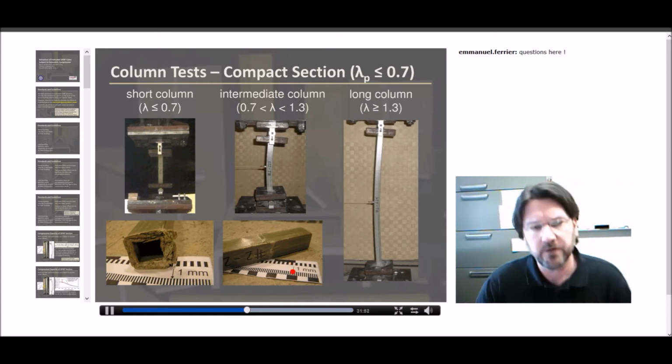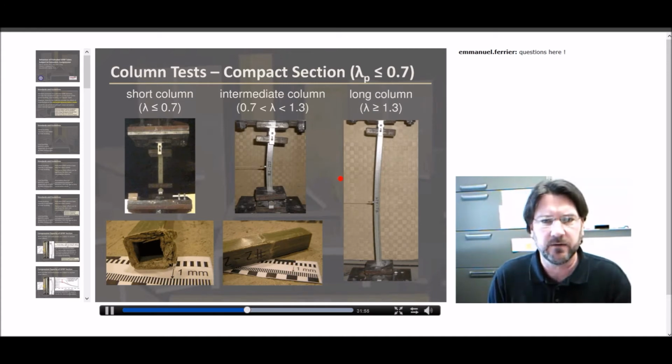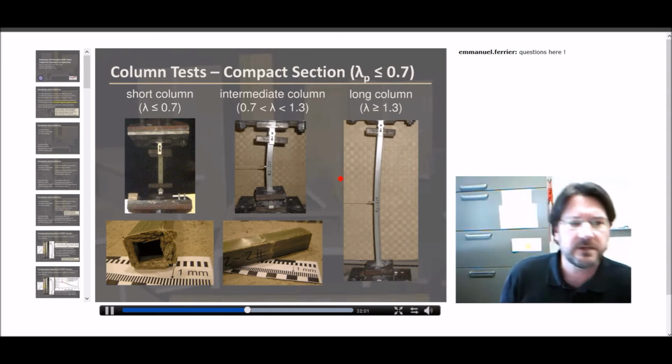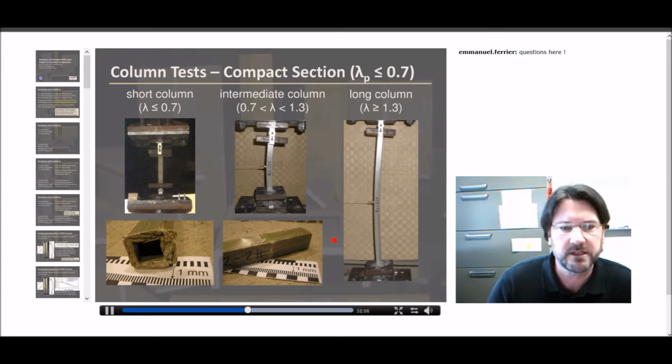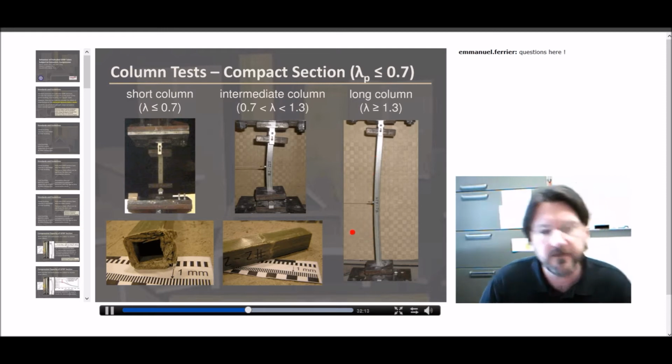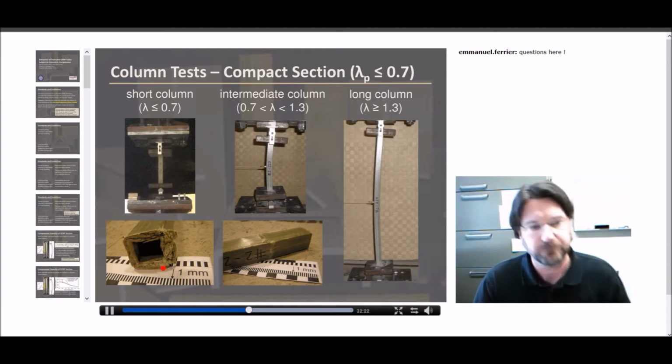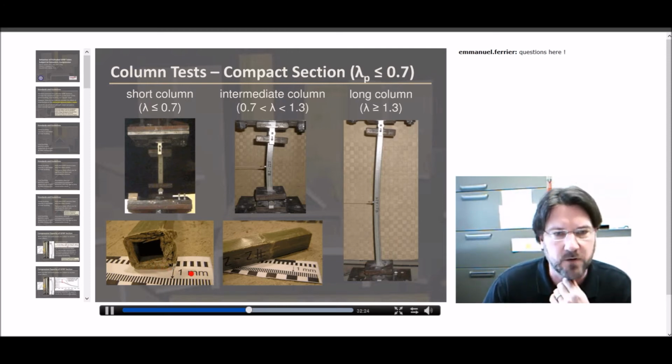And so what I'm going to do is take you through a couple of slides here that really show the progression of behavior and then eventually the interaction of behavior. In the first slide, we look at compact sections, so relatively stocky walls, with short columns on the left and going to longer columns on the right. And the behavior is largely what we might expect. A very short column of compact section, we end up with a true crushing type behavior, shown on the bottom left. Essentially, we're meeting the squash load.